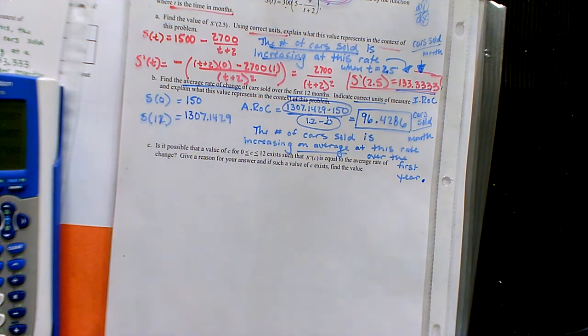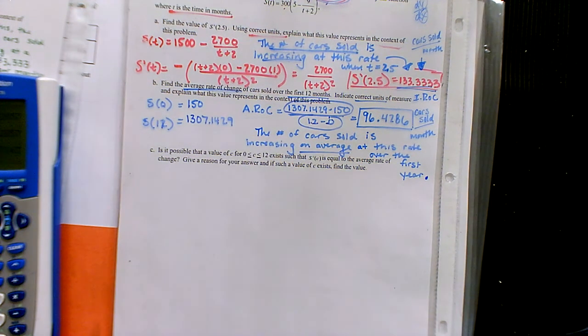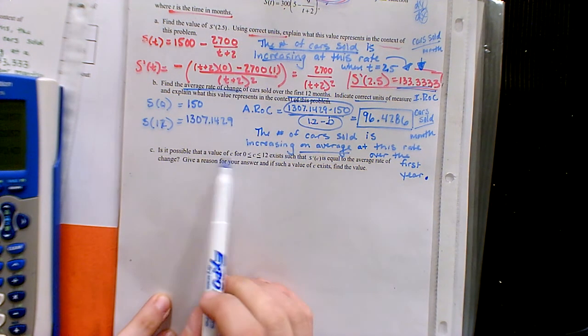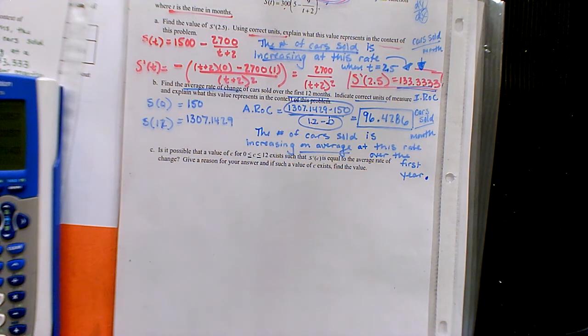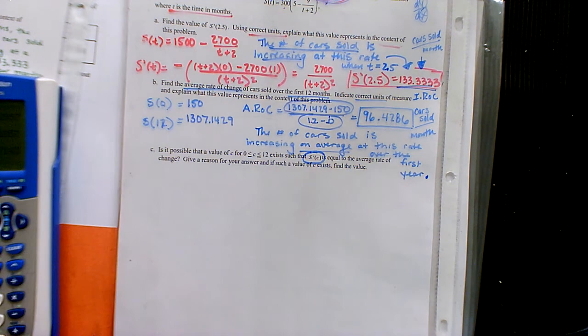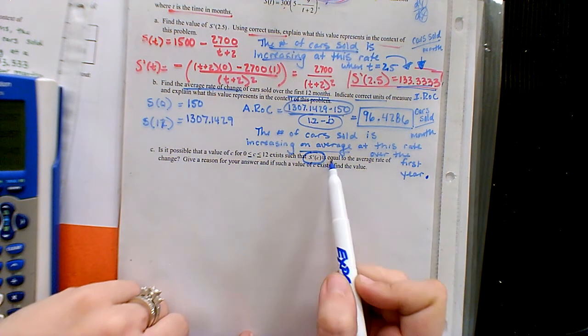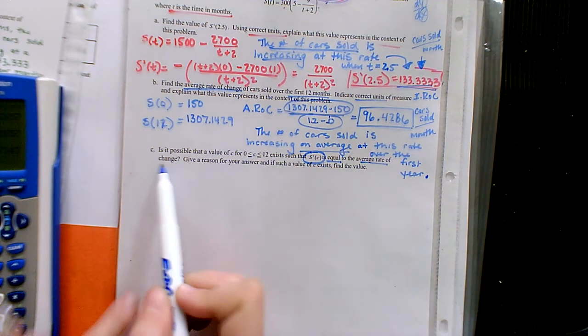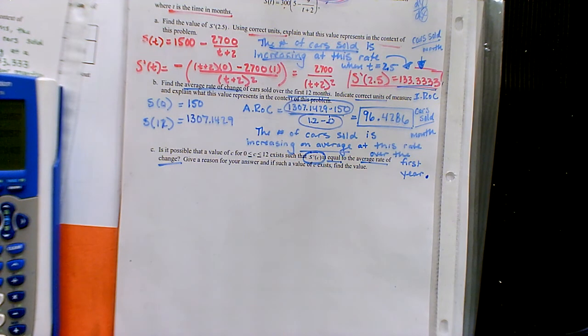Okay. All right. Let's try the last one. Is it possible, yes or no, that a value of C somewhere in this first year, is there some point in time in this first year where the derivative, the rate at one point in time, is equal to the average rate over that year? Does that phrasing look familiar?